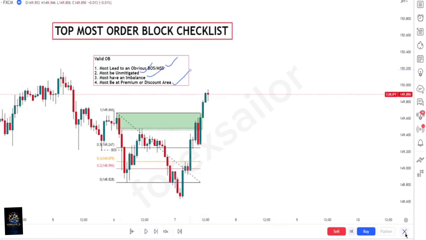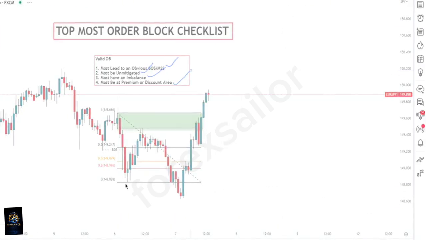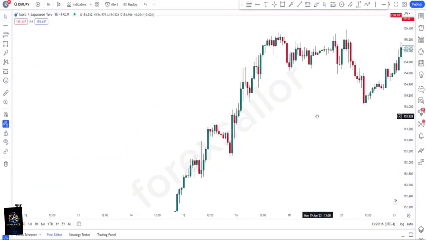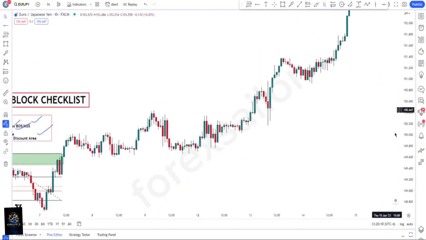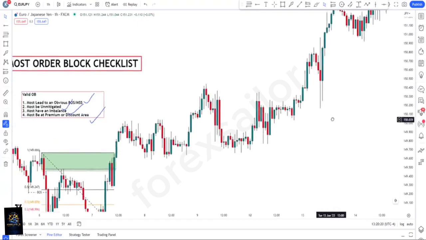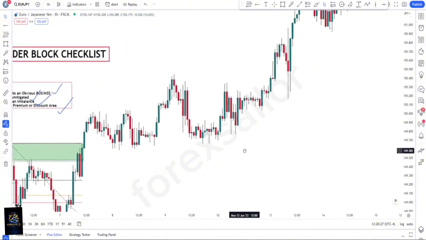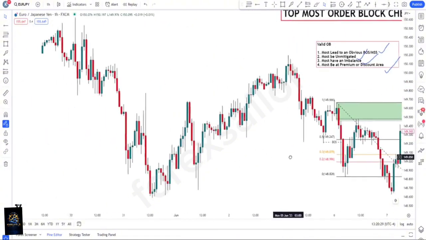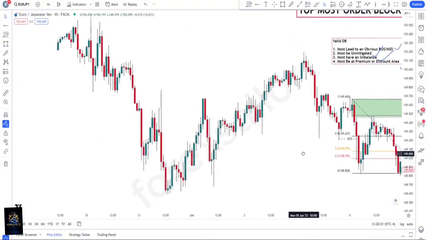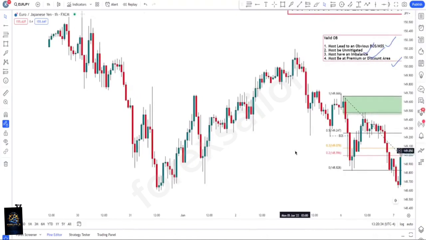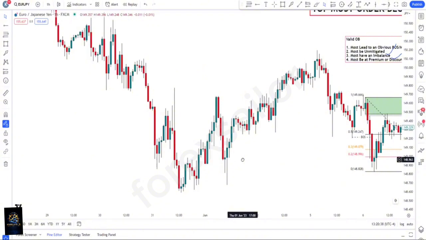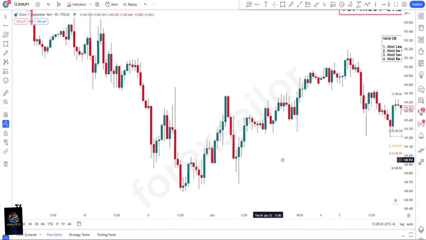Let me see if I can find an order block that does not meet those requirements. Let me check and see if I can see some of those things that make an order block not a valid order block. I hope I see one immediately from here, so we can know exactly what makes an order block a valid order block.